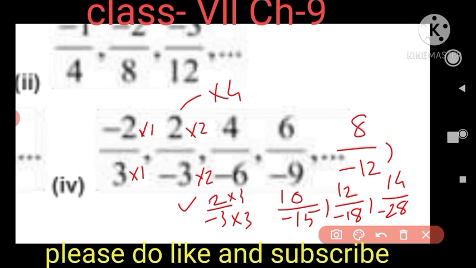Minus 3 into 7 will be, sorry, 21, isn't it? 21. Wait, minus 21. Okay, what are our 4 more rational numbers? 8 upon minus 12, 10 upon minus 15, 12 upon minus 18, and 14 upon minus 21. So these are the 4 more rational numbers of the given series.